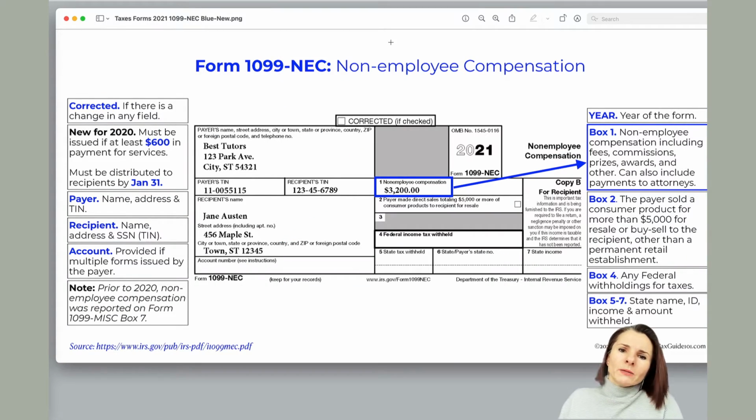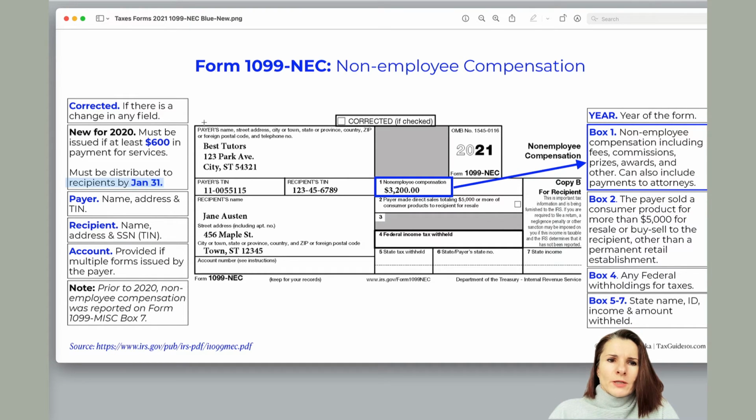If you're not an employee, you don't have W-2 income, you might receive the 1099 NEC. For 2020, if you were paid at least $600, the person who employed you will issue you this form, and you should receive it by January 31st. But some people can receive it later.